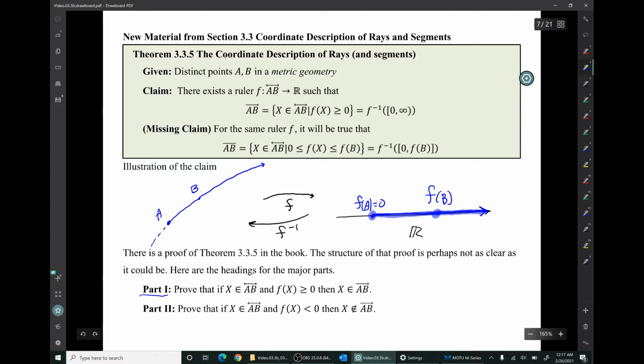Proof part 1 would be: prove that if x is on the line AB and the coordinate of x is greater than or equal to 0, then x is in the ray AB. Proof part 2 would be: prove that if x is on the line and the coordinate of x is negative, then x is not in ray AB. That's the proof for this first claim, the one that's printed in the book.